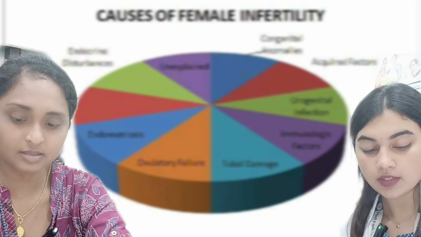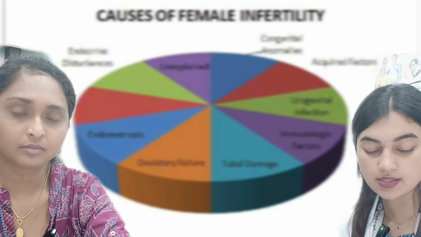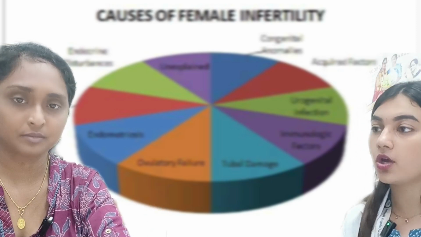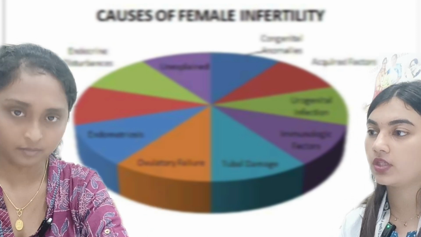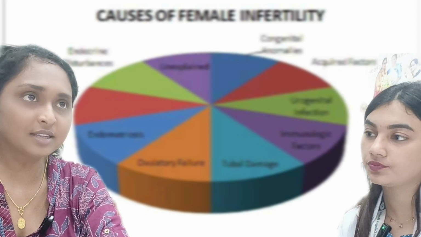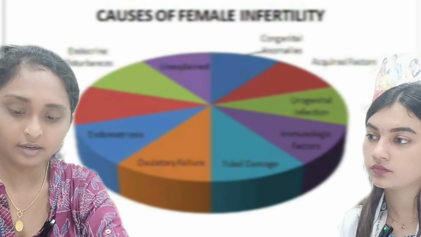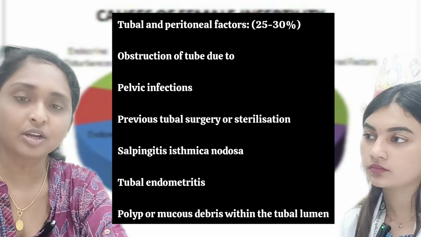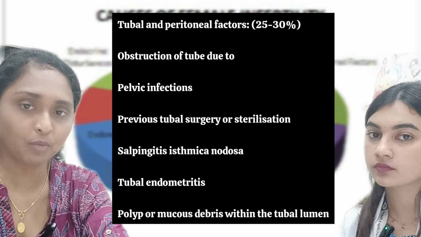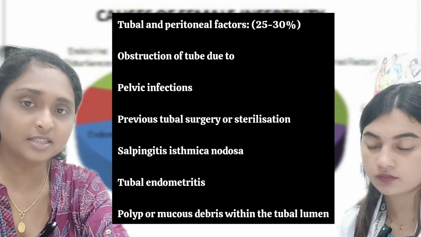Tubal factors. Yes. Like blockage or damage due to pelvic inflammatory disease and endometriosis or previous surgeries. Yes. Or bilateral block in the fallopian tube. Okay. So you should ask the history of any previous infections which might lead to pelvic adhesions, and it might lead to any endosalpinx damage. Previous any tubal surgery, we miss asking those things because we think there won't be much of such things, like sterilization. And salpingitis isthmica nodosa.